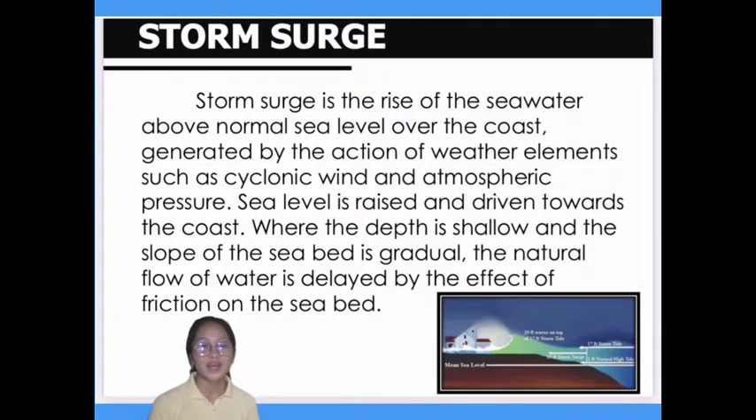Storm surge is the rise of the seawater above normal sea level over the coasts, generated by the action of weather elements such as cyclonic wind and atmospheric pressure. Sea level is raised and driven towards the coast, where the depth is shallow and the slope of the seabed is gradual. The natural flow of water is delayed by the effect of friction in the seabed.